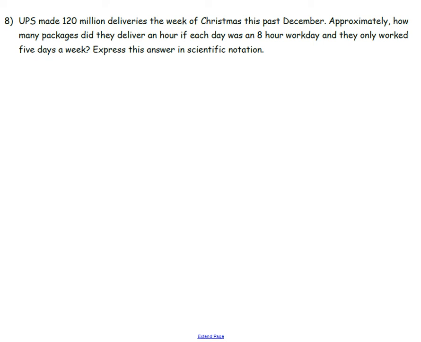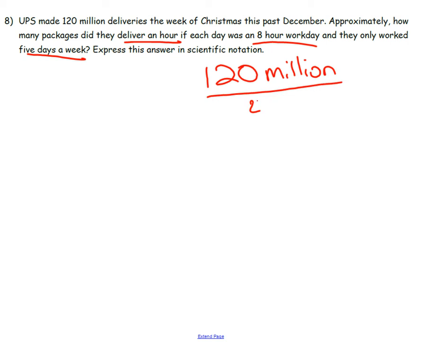UPS makes 120 million deliveries the week of Christmas. How many did they deliver per hour? So if they went 8 hours a day for 5 days, how many hours did they work? 40. So it's 120 million in 40 hours. You just divide it. So we divide 120 by 40 and we get 30.